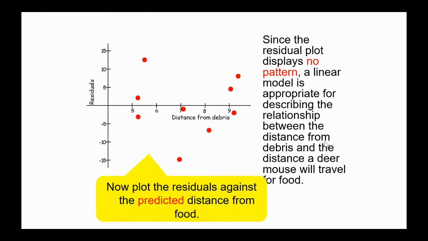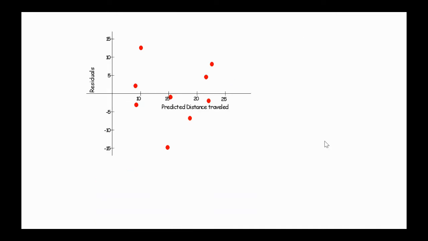Now they ask us to plot the residuals against the predicted distance. So residuals against y hat. I'm not going to have y'all do this. I'm going to say, hey, here's the graph, and then I want you to sketch it in your notes. That way you have it for reference. So if you were to sketch it, that's what you would get. What do you notice?